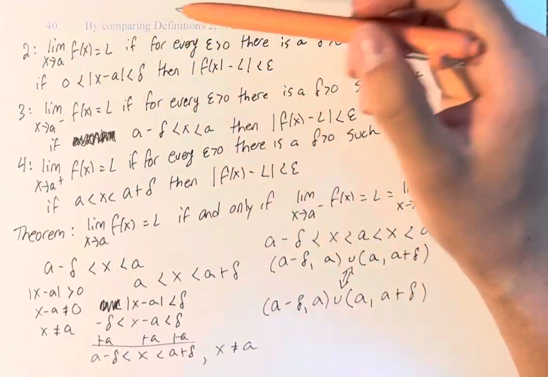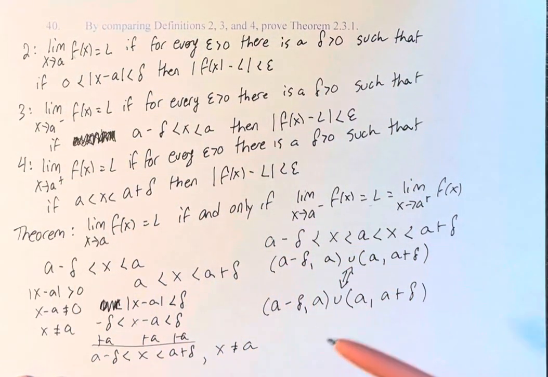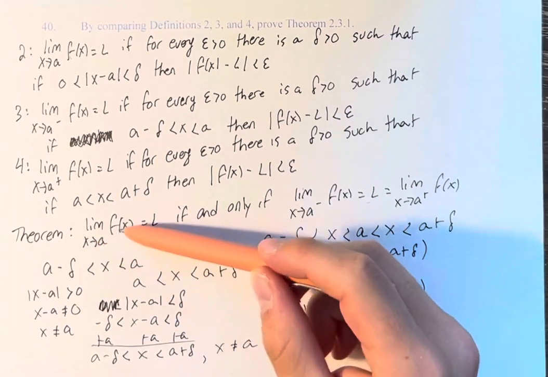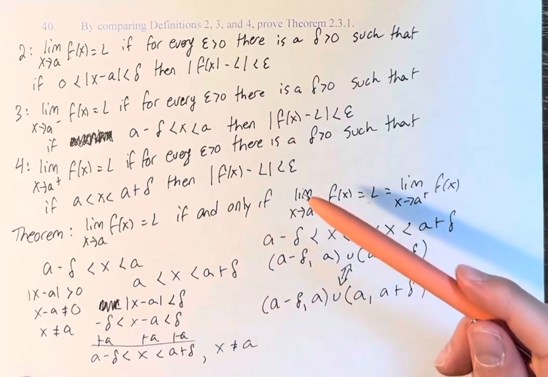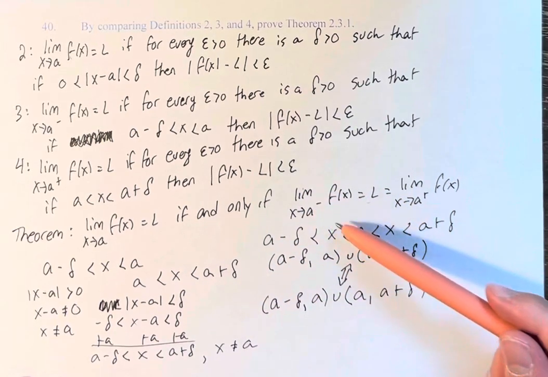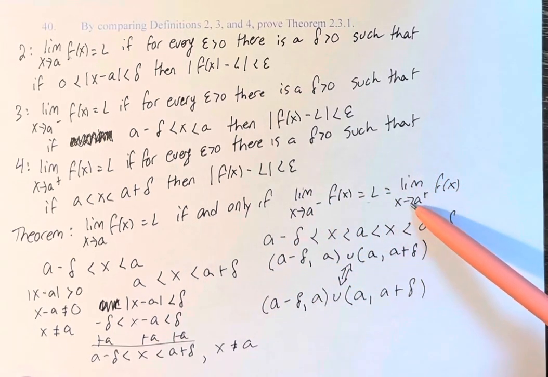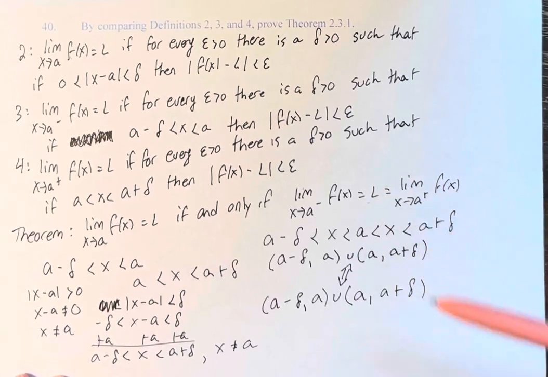And therefore, since everything is identical, we can say that the limit as x approaches a of f of x is equal to L if and only if the limit as x approaches a from the left of f of x is equal to the limit as x approaches a from the right of f of x, and that both of them are equal to L.